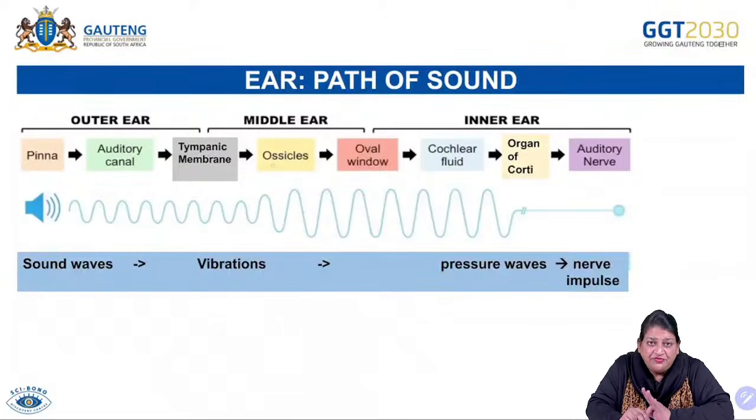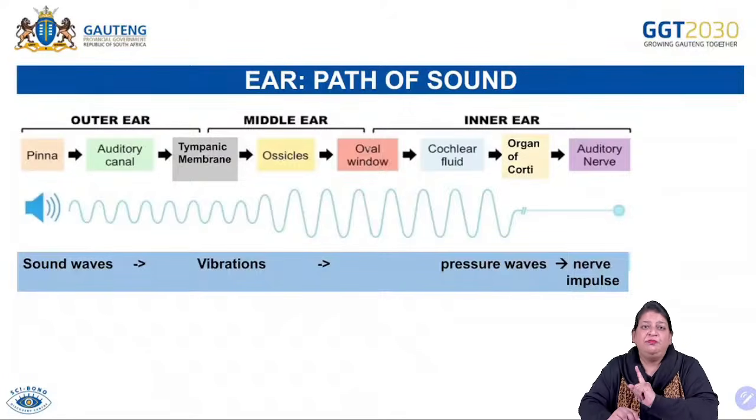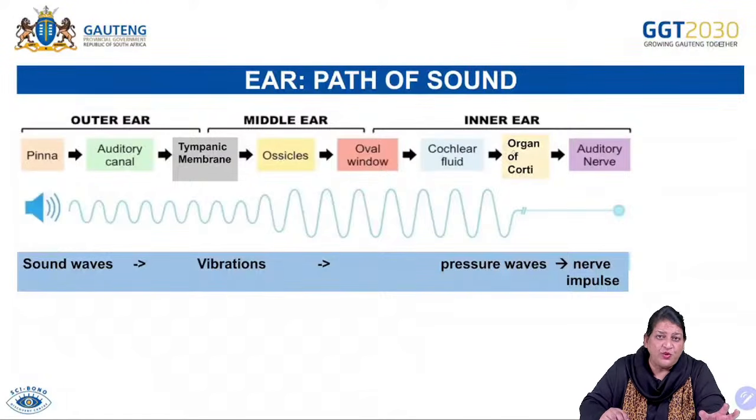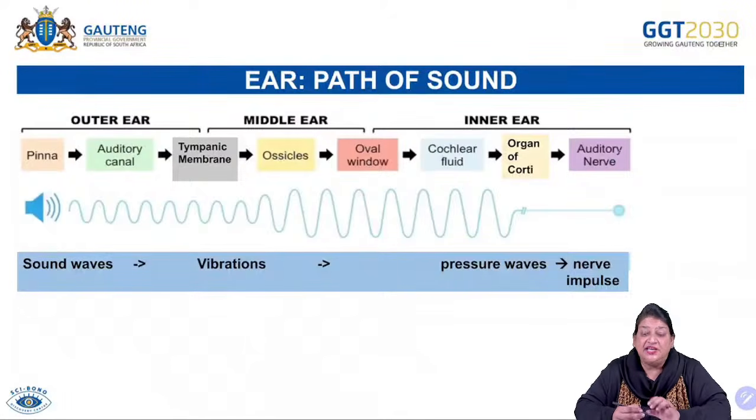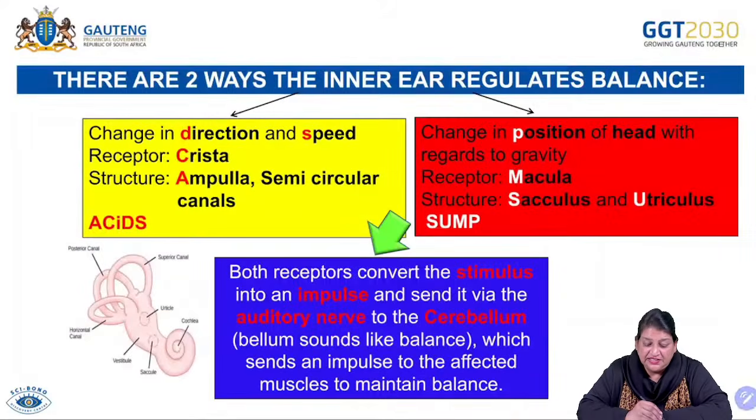They will amplify the sound vibrations, transfer it to the oval window membrane, and the oval window membrane creates pressure waves in the cochlear fluid, and the organ of Corti is the receptor which converts your pressure wave stimulus into a nerve impulse carried by the auditory nerve to the cerebrum, where sound is interpreted.